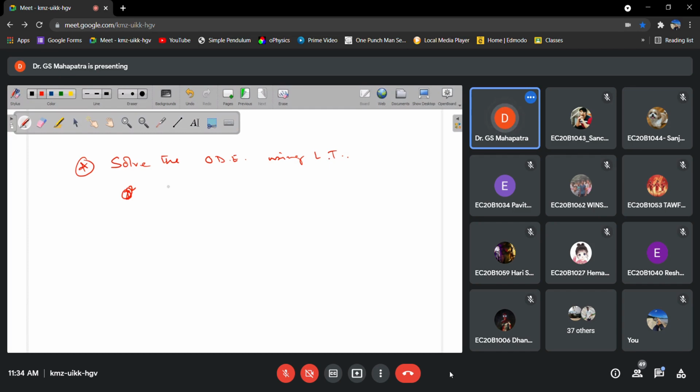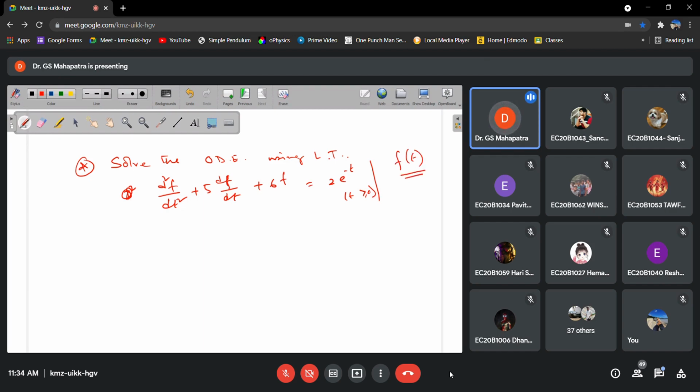Okay, we'll write d2f by dt2 plus 5 df by dt plus 6f equals 2 e to the power minus t, for t greater than or equal to 0. Now, what is f? f is a function of t, correct?